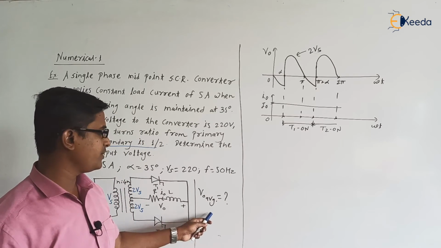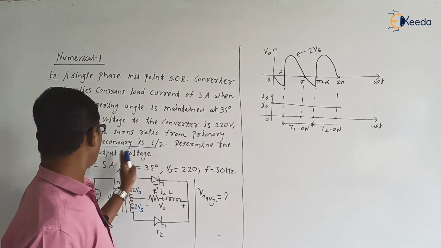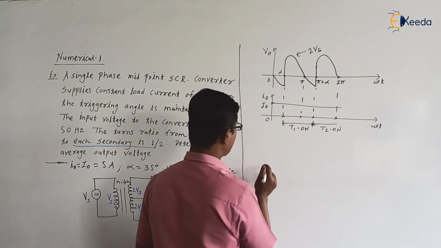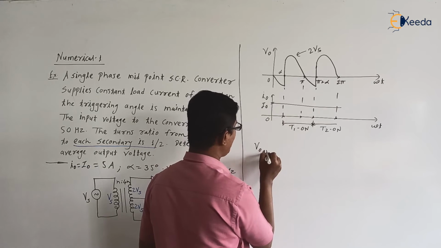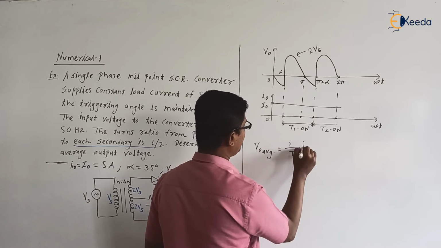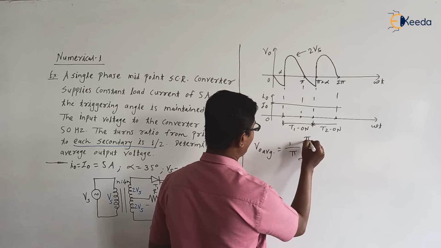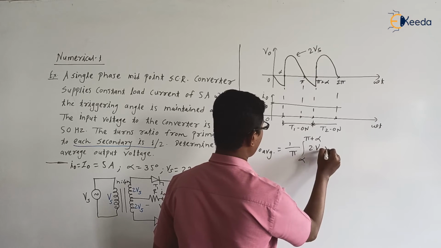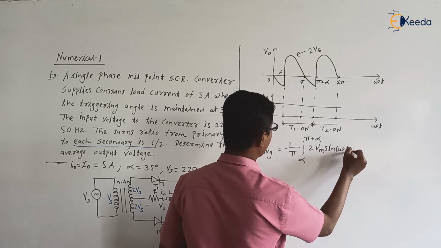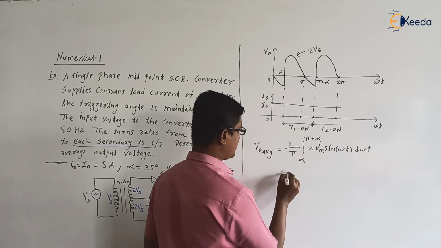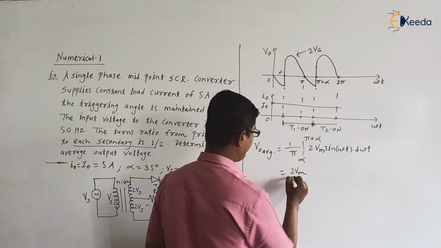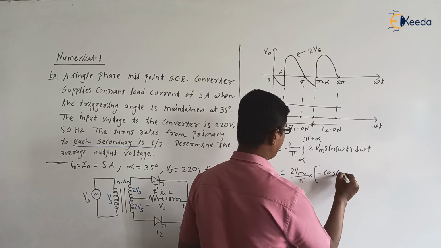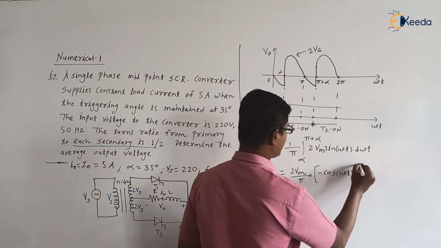Our task is to find V0 average. Determine the average output voltage, that is V0 average. Can we write the expression for V0 average? V0 average is equal to 1 by pi integration from alpha to pi plus alpha. What is V0? It is 2 times Vs, so 2 into Vm into sine of omega t into d omega t. We can write it as 2 Vm by pi into integration of sine, which is minus cos of omega t, limit alpha to pi plus alpha.